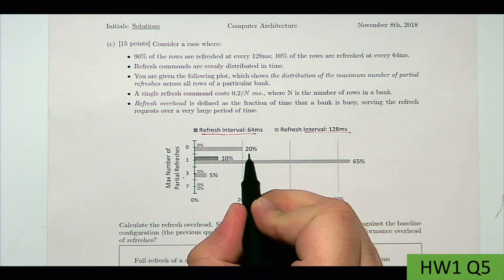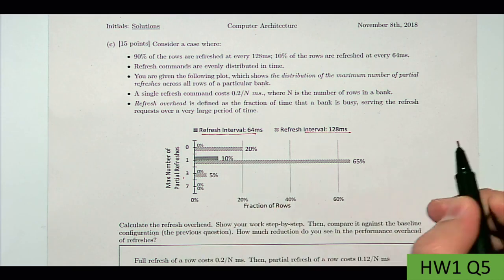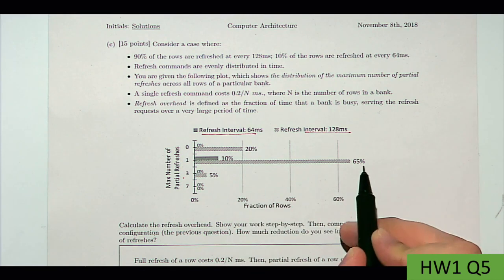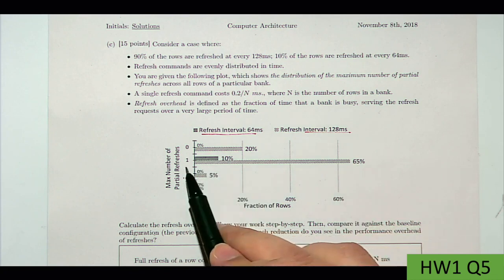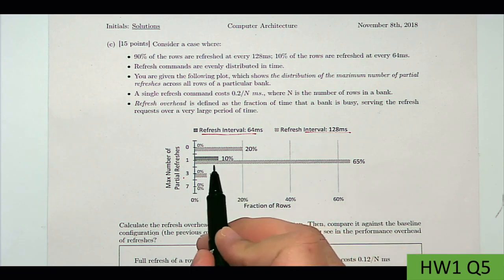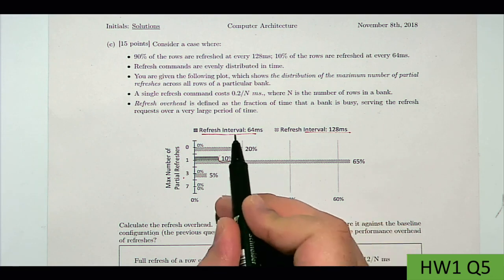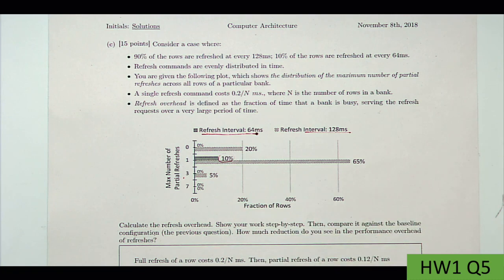So here I refresh all these rows, I mean this 20%, the 65%, and 5%, every 128 milliseconds, right? And for this 20%, it's always a full refresh. And for this one, it's one full refresh, one partial refresh. And for this one, it's 3 partial refreshes and 1 full refresh. And then for the 10% of them, I need to refresh them every 64 milliseconds. And it should be one full refresh, one partial refresh.